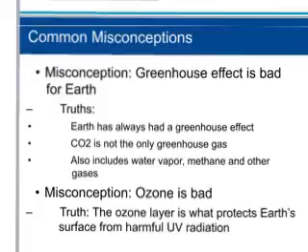So a misconception is that the greenhouse effect is bad for the Earth. It's not bad for the Earth. It's important for the Earth because it protects the Earth from the harmful ultraviolet radiation. So the truths are that the Earth has always had a greenhouse effect. That's not something new. CO2 is not the only greenhouse gas. There are other gases that are harmful to the atmosphere, and the greenhouse effect includes water vapor, methane, and other gases.